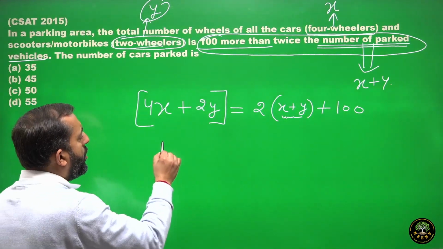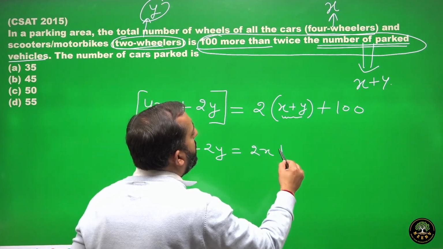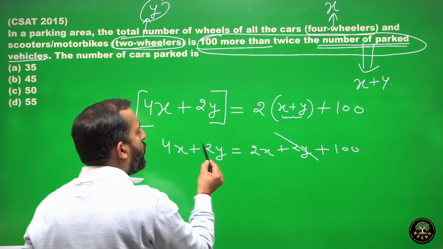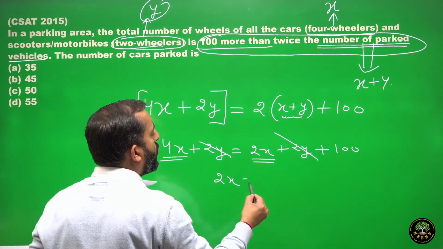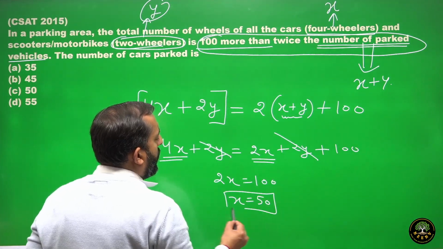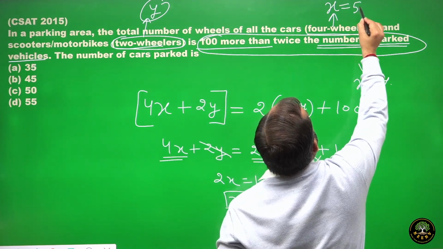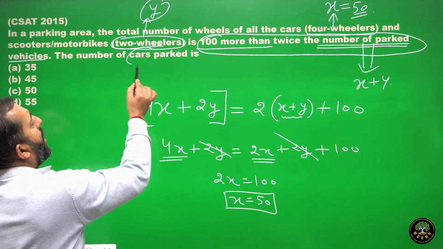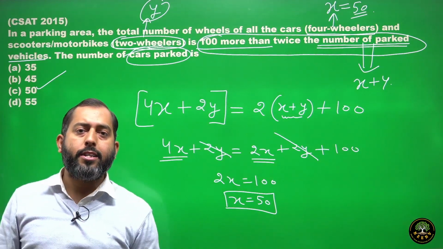If we solve this, it becomes 4x plus 2y equals 2x plus 2y plus 100. Now 2y gets cancelled out, 4x minus 2x will become 2x equals 100 and x becomes 50 here. What was x? X was the number of four-wheelers, or the number of cars parked. What are we looking for? Number of cars parked. So how many cars are parked here? 50 cars are parked here. Hence the answer is option C.